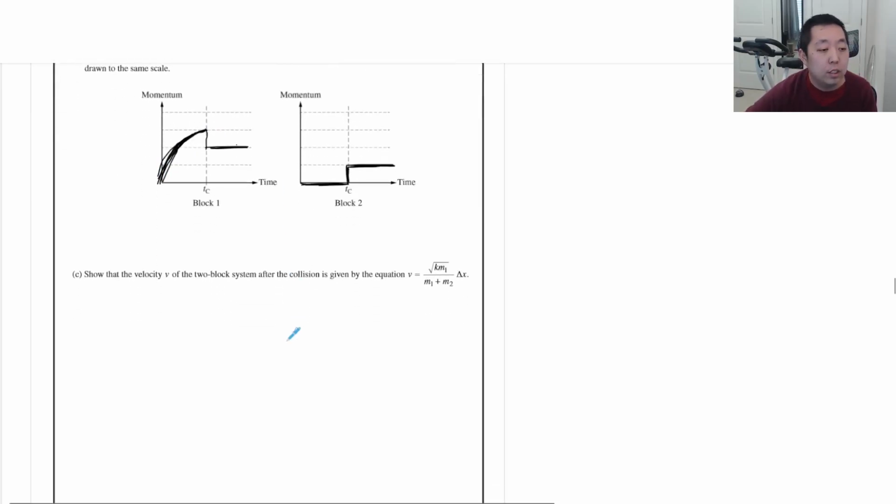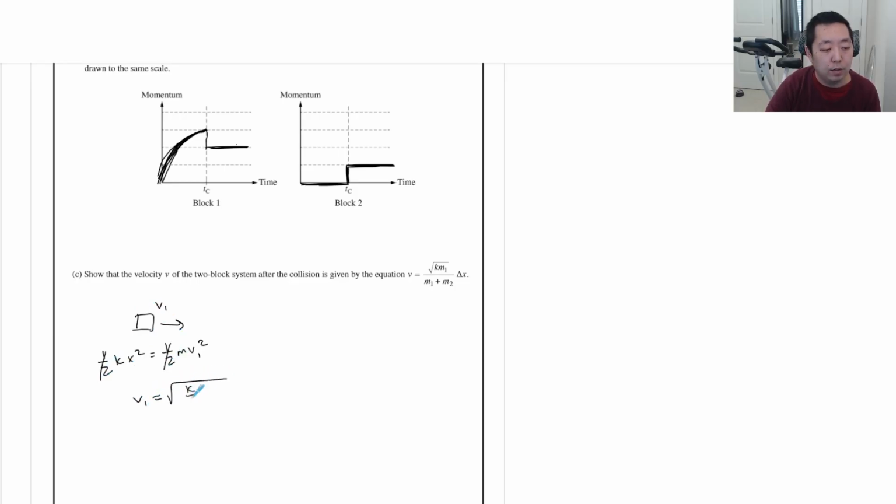Show that the velocity of the two-block system after the collision is given by this. First we want to figure out how fast the block is moving here, and for that you would use conservation of energy. 1/2 kx squared is equal to 1/2 m v1 squared, because that's where the spring potential energy is getting converted into kinetic energy of this block. So v1 would be the square root of k over m times x squared, which you could write as root k over m times x, or delta x if you want. It looks like they're using delta x, but I'm just going to keep it as x there.